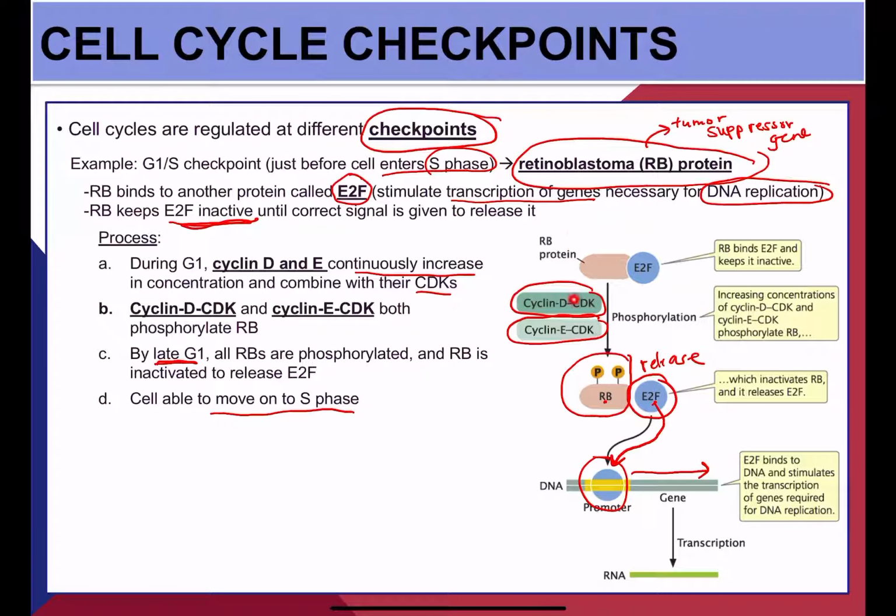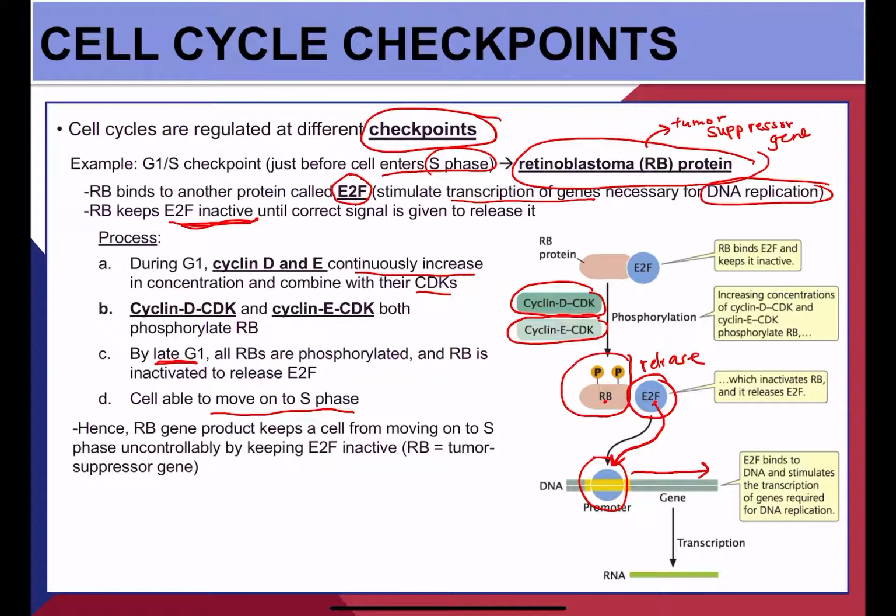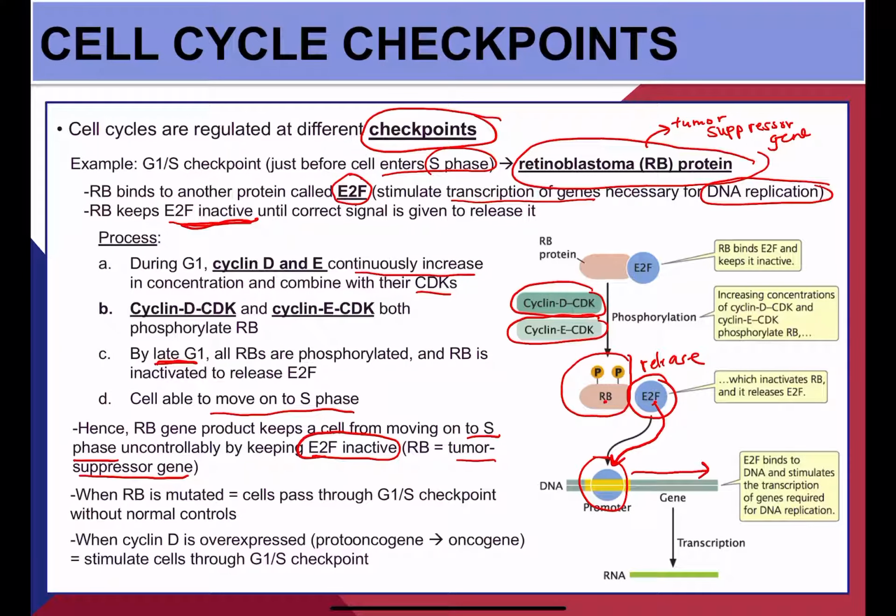That's why the RB protein is holding on to E2F until these cyclins give it the correct signal and say, hey, we're increasing in an appropriate manner, in the right concentration, and that turns off RB, and then it will release E2F. So that, in a way, is controlling how the cell cycle progresses, okay? So the RB gene product is what keeps a cell from moving on to S phase uncontrollably by keeping E2F inactive. That's why RB, like I said, is a tumor suppressor gene, because it keeps a cell from moving on to the next phase. It stops cell cycle progression until the right signal comes around.